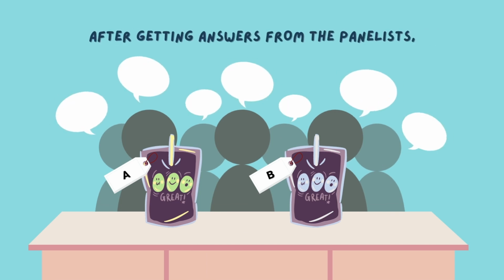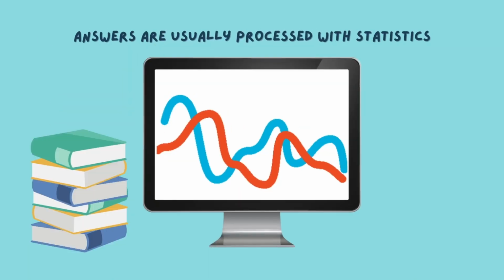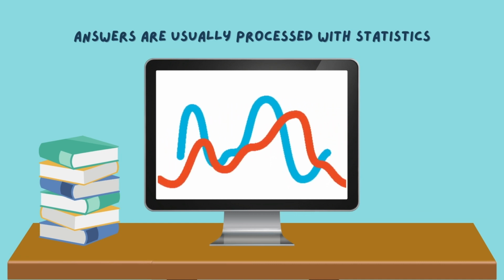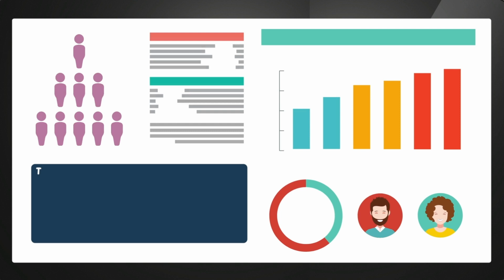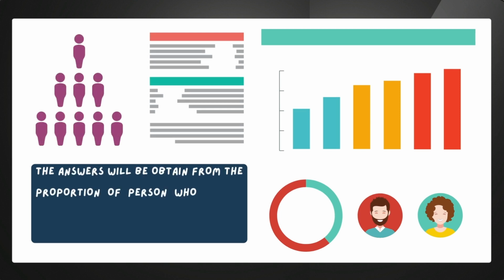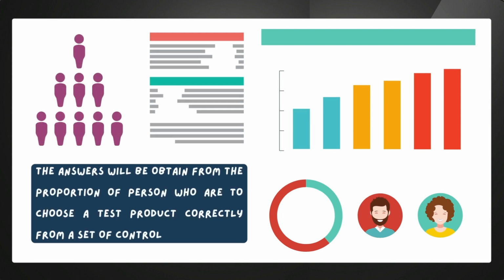After getting the answers from the panelists, answers are usually processed with statistics to determine how many answers are correct and incorrect. Then, based on the analysis, the results will be obtained from the proportion of persons who are able to choose a test product correctly from a set of controlled products.